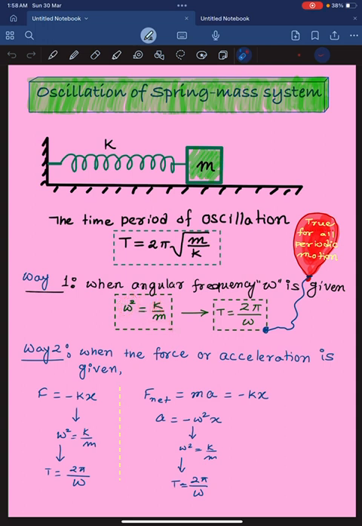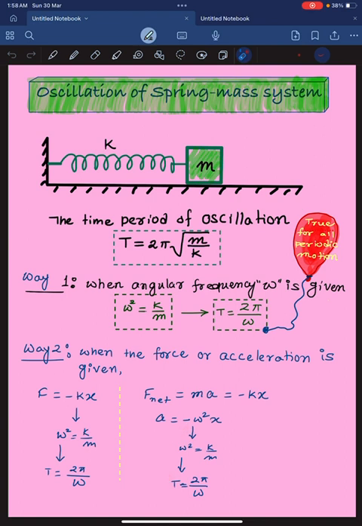In some of the questions, if force or acceleration is given, then how to calculate the time period? It is like this. In case of simple harmonic motion, the restoring force is given by −kx, where x is the instantaneous displacement. So from k we calculate ω, from ω we calculate T. Similarly, for simple harmonic motion, this is the instantaneous acceleration. So from ω we can calculate the time period of oscillation.